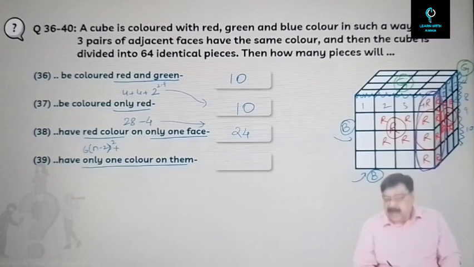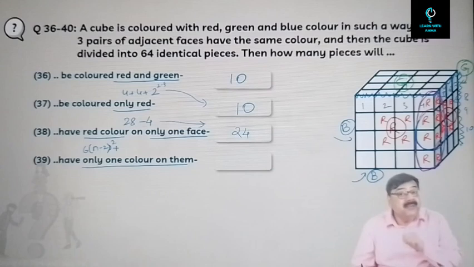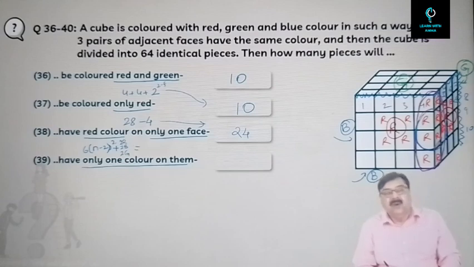Plus, as you saw here, there are 2 pieces which have only red color on them, but these are 2 face colored pieces found on an edge. So you will have 2 such for red color, 2 such for blue color and 2 such for green color. Obviously it's going to be symmetrical.